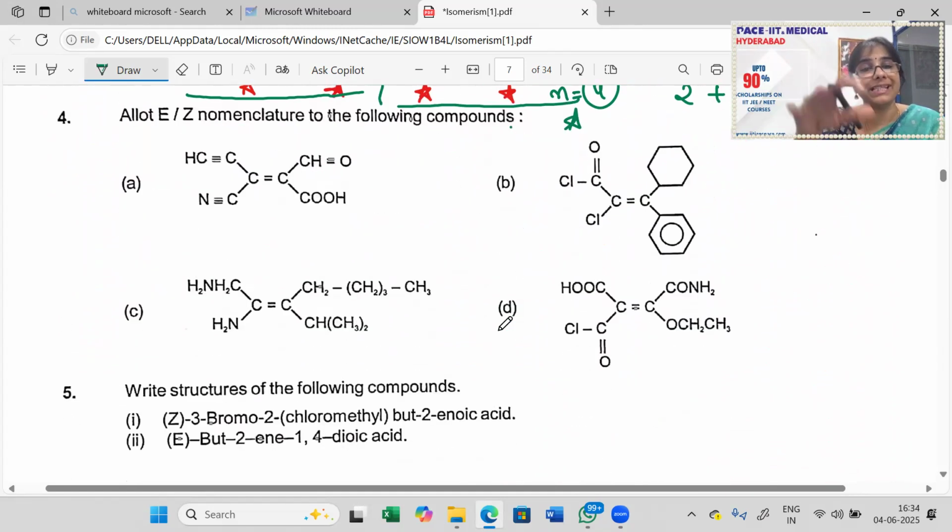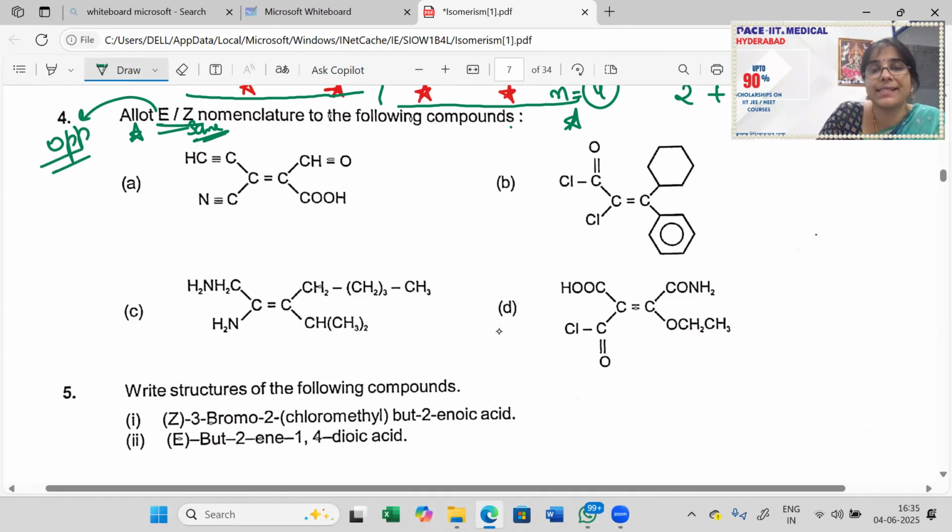Next up, assign EZ nomenclature to the following. EZ nomenclature is what we have just now seen. Z stands for Zusammen. Zusammen is the same side. If your heavy groups are on the same side, then it is Zusammen. Otherwise, it is Entgegen. Entgegen is the opposite side. Zusammen is the same side.